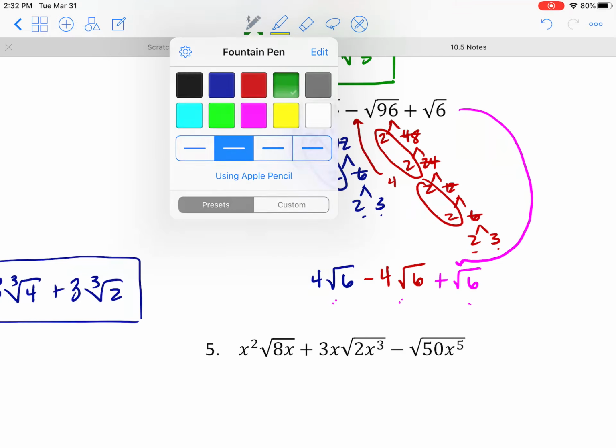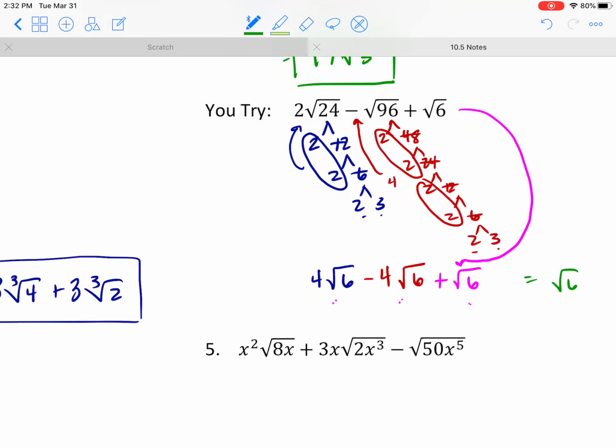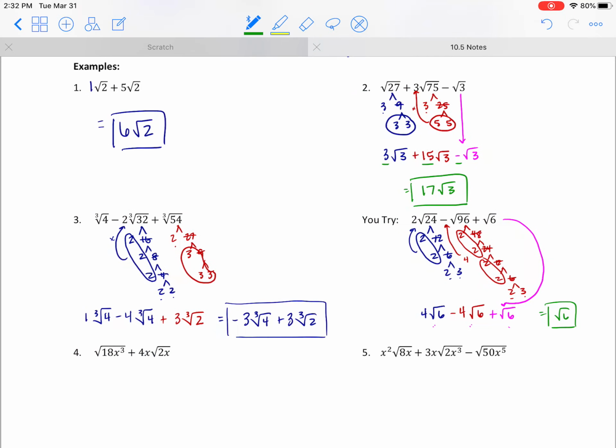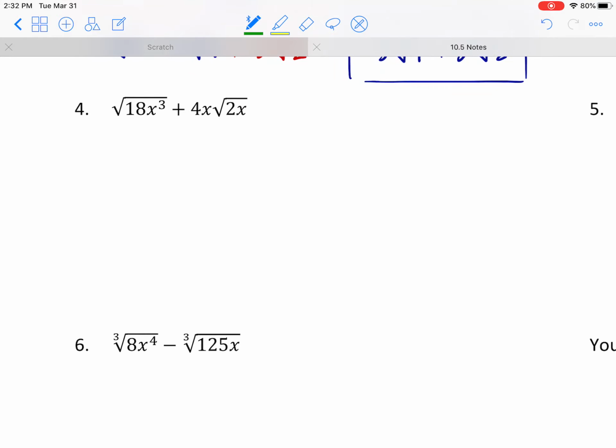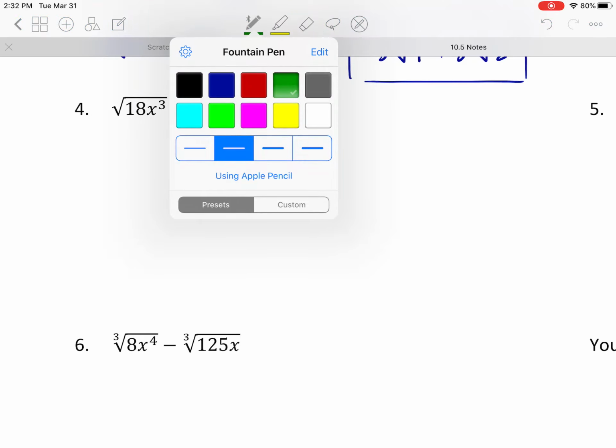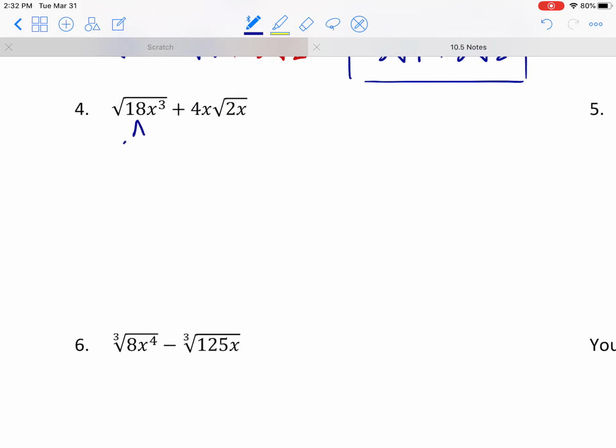So if I have 4 radical 6's and I take 4 of them away, those 2 are going to cancel, which means all I have left is the 1 radical 6. So this is just 1 radical 6 for our answer. Okay? All right, number 4, same concept. I want to make sure everything is simplified and then see what we can combine. Now I know it looks worse with the variables, but remember the process is the same.